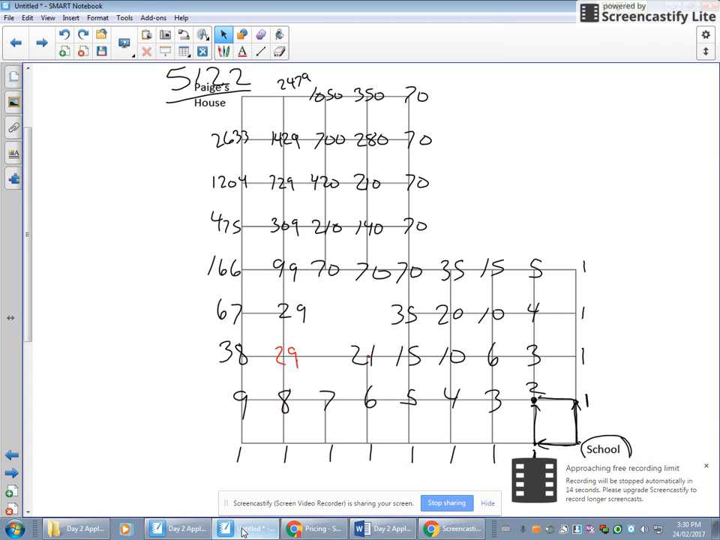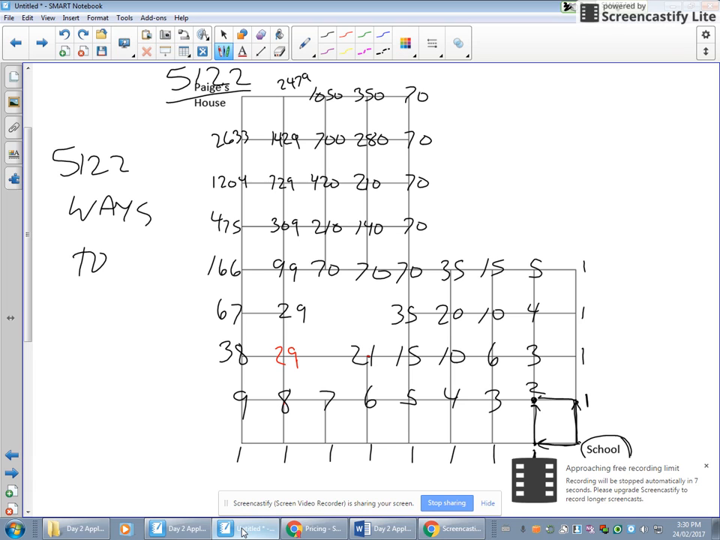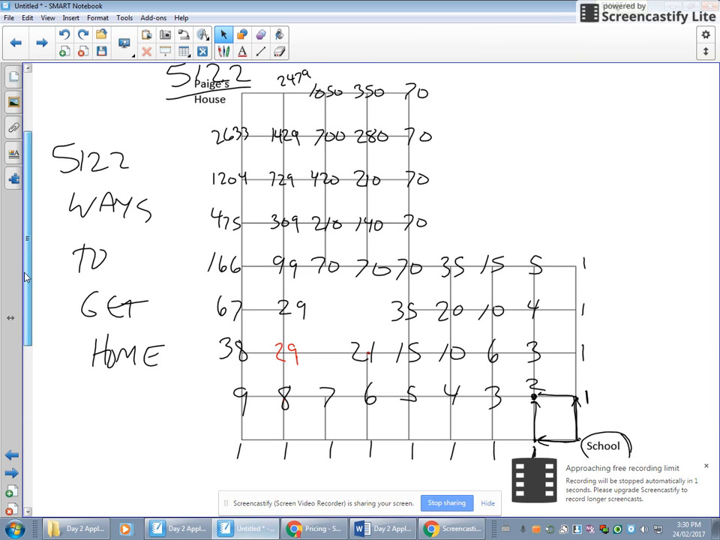And we find, we get our final answer. There's 5,122 ways to get home. Okay, so hopefully you'll understand this tomorrow in class.